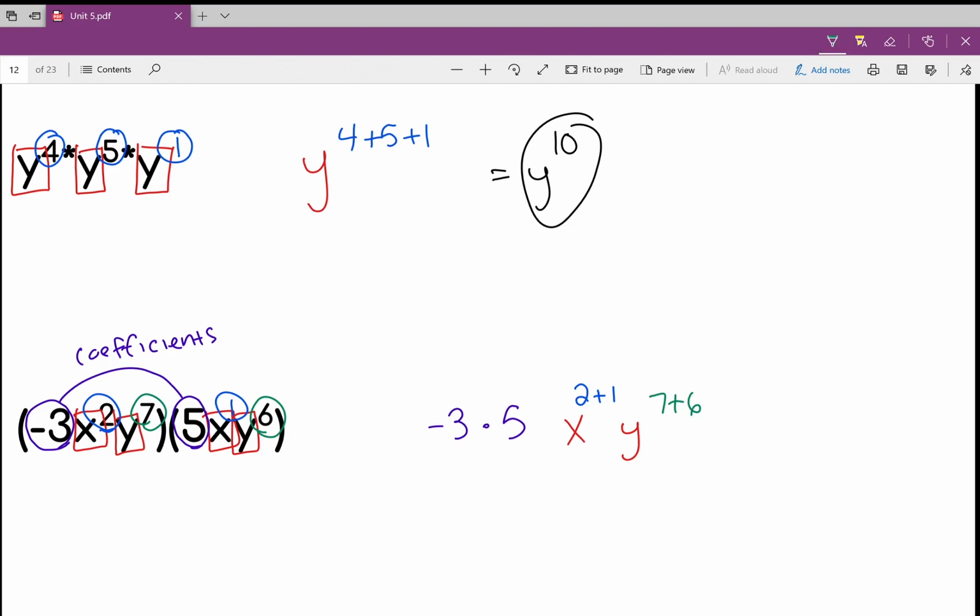So now I just need to simplify. Negative 3 times 5 is negative 15. X to the 2 plus 1 is x to the 3. And y to the 7 plus 6 is y to the 13. This is my answer.